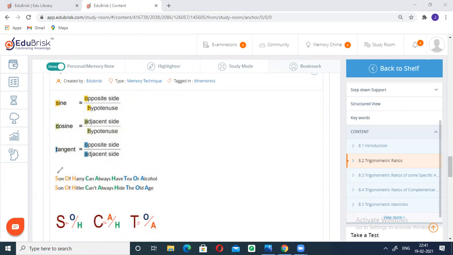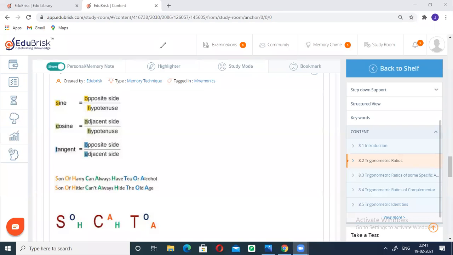Or you can even remember like this, son of Harry can always have tea or alcohol. Or son of Hitler can't always hide the old age. So any way you can do it. But if you know the values of sine and cos, it is very easy to write the values of tan, because tan ratio is sine divided by cos. So this way you can remember the trigonometric ratios.